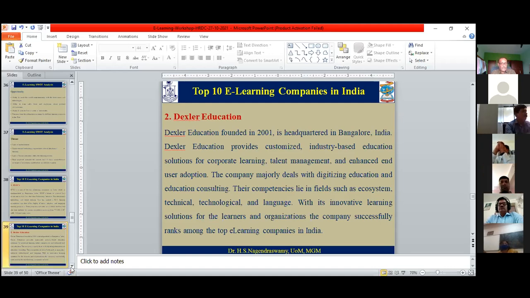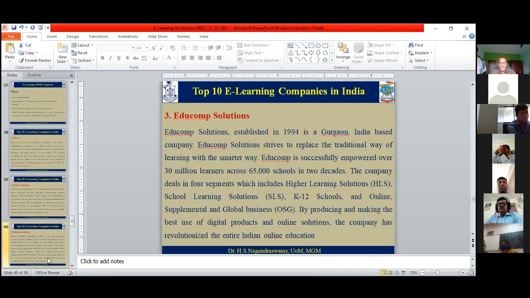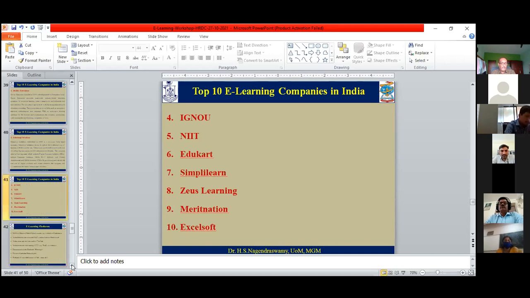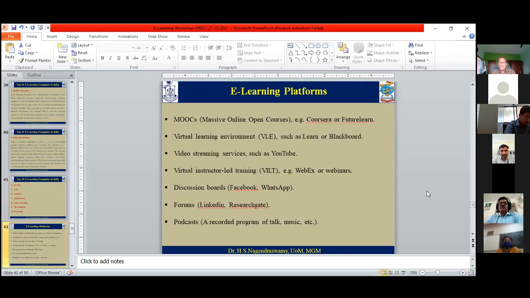India. So similarly, we have many other companies like EduCamp Solutions, IGNOU, NIIT, EduCard, Simplilearn, GS Learning, Merit Nation, Excelsoft. So all of these are the top e-learning companies in India. So with this, let's look at some of the e-learning platforms.